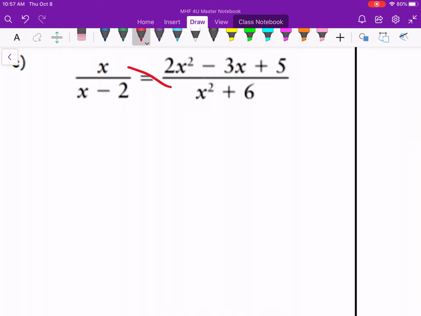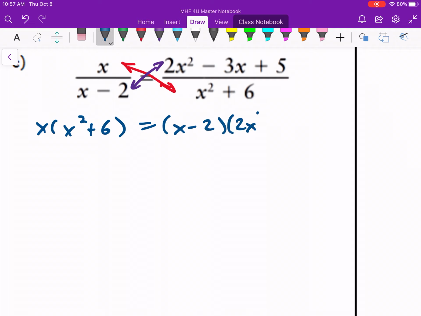If I cross multiply, then what I'm going to get is x times x squared plus 6, and I'm going to get x minus 2 times 2x squared minus 3x plus 5. And again, we can just expand this out.